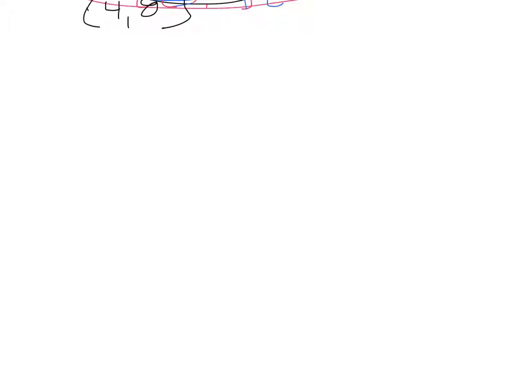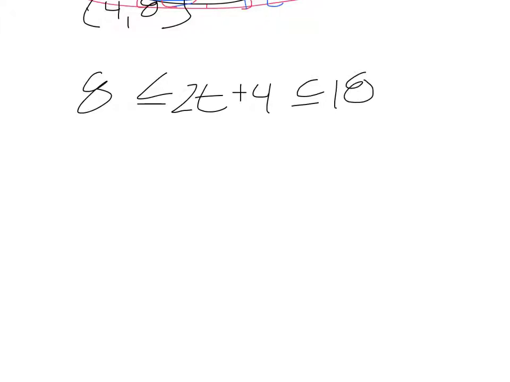So the next one here, we have 8 is less than or equal to 2t plus 4, which is less than or equal to 18. So we're trying to isolate this t here in the middle and get 1t. So first thing we need to do is get rid of the 4. So we have 4 is less than or equal to 2t, which is less than or equal to 14.